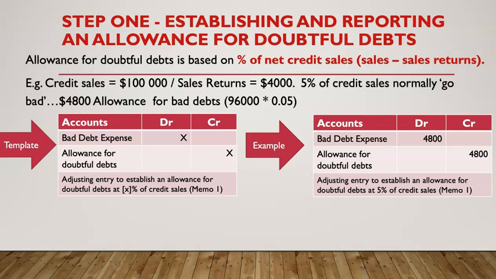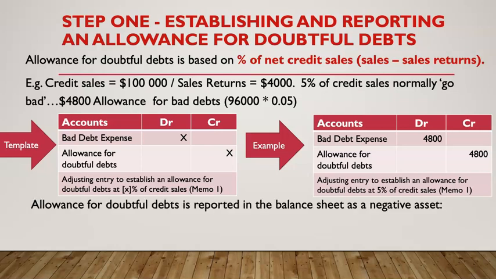We have now got an expense that would be reported in my income statement as an other expense. And I also have something that's reduced my assets. An allowance for doubtful debts is reported in the balance sheet as a negative asset. What do I mean by this?